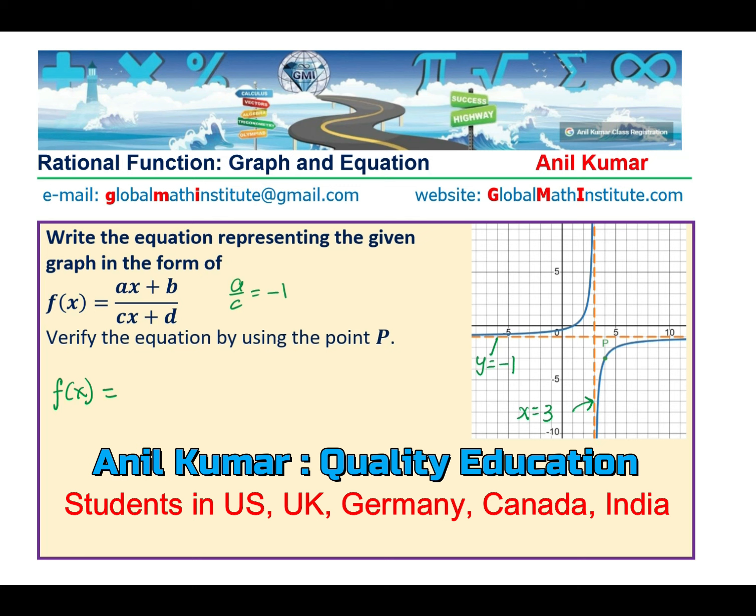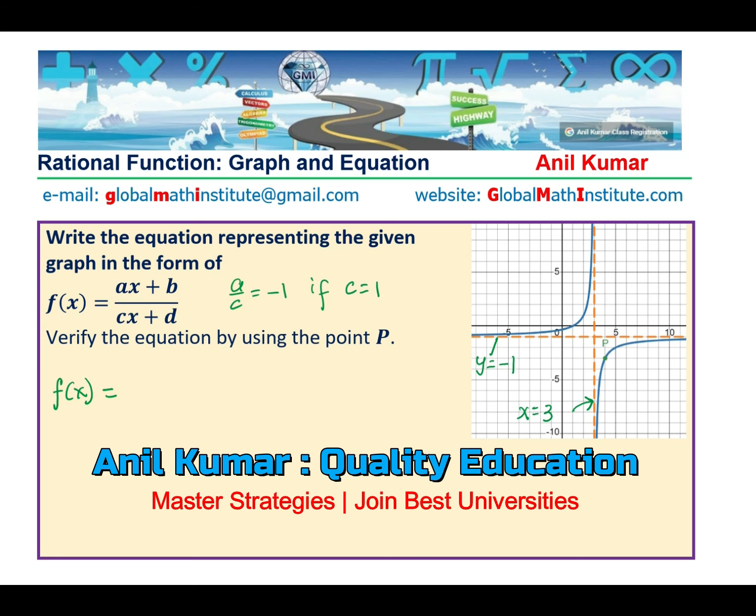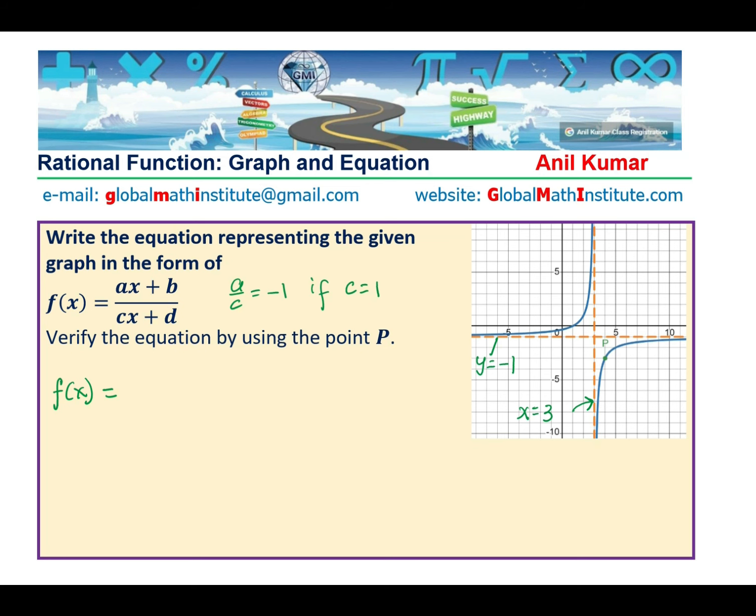X equals 3 is the vertical asymptote. So if I take c as 1, right? So if c equals 1, then what happens? In that case, we have x plus d, and we want this value to be 0 for 3. That means I could write this value as x minus 3. Makes sense? And here I can write it as minus x plus b. Makes sense? So in just analyzing these 2 points, we are able to write down a fruitful equation.